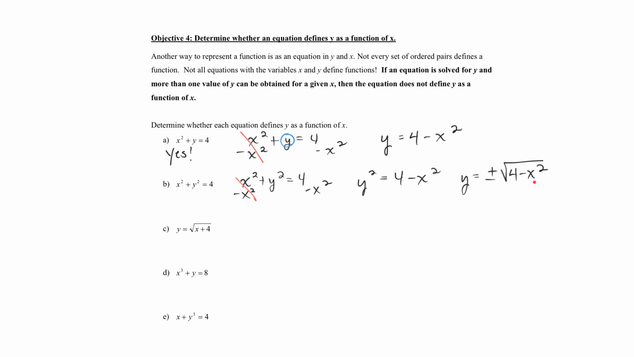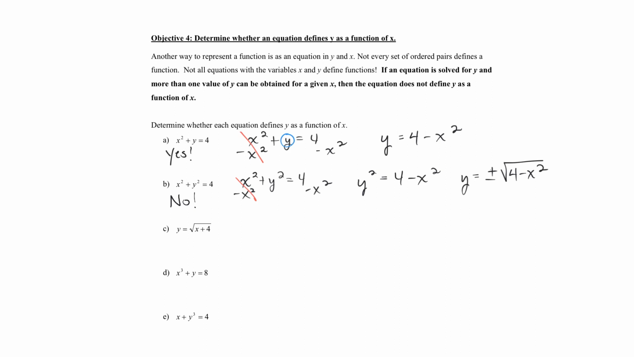So if I let x be 0 again, 0 squared is 0. 4 minus 0 is 4. The square root of 4 is 2. So y is equal to positive or negative 2. So that one value of x gives me two values of y, and this one does not represent y as a function of x. It's a perfectly good relation, it's just not a function.